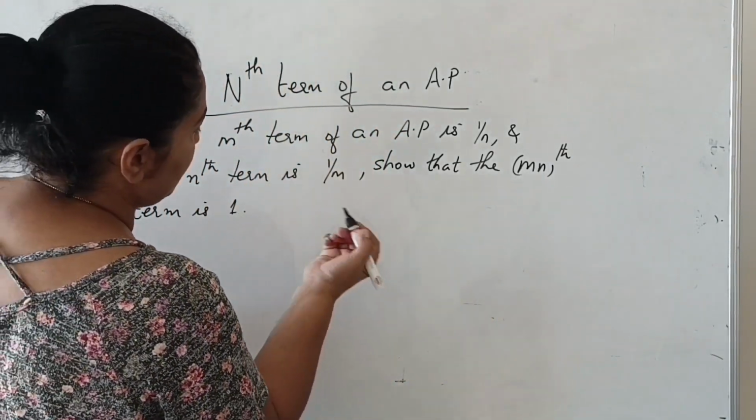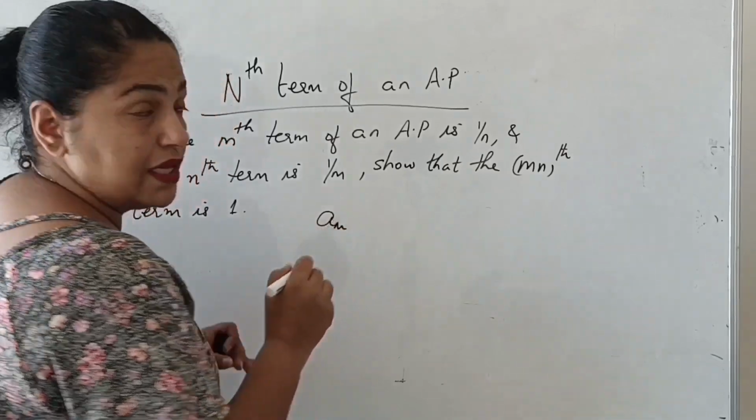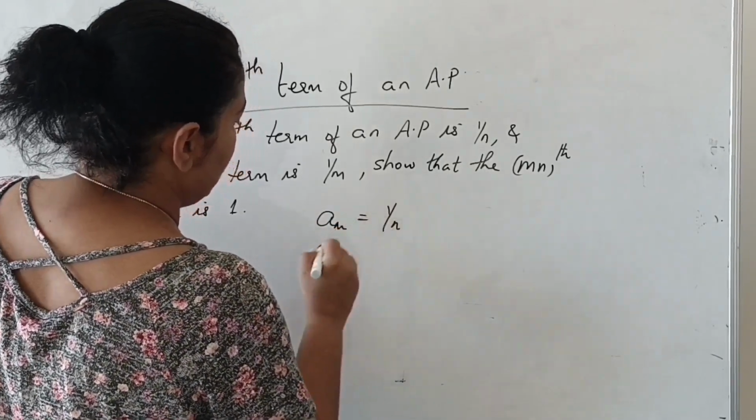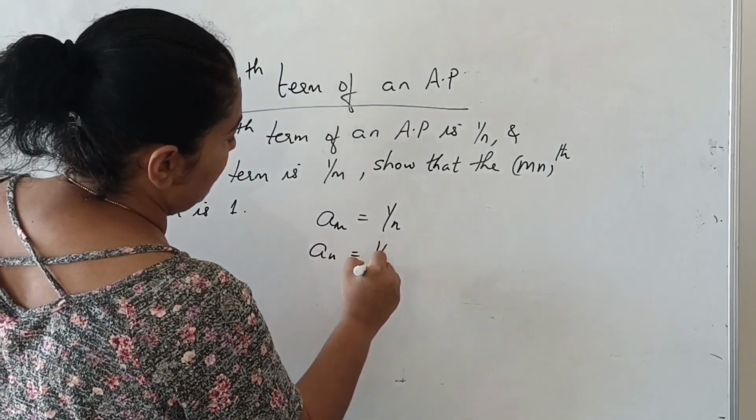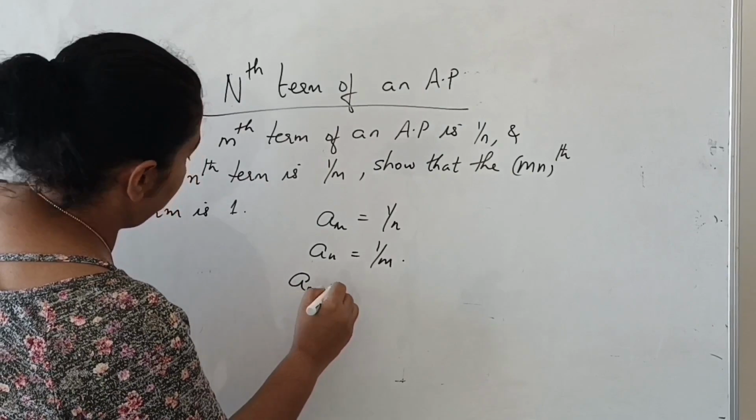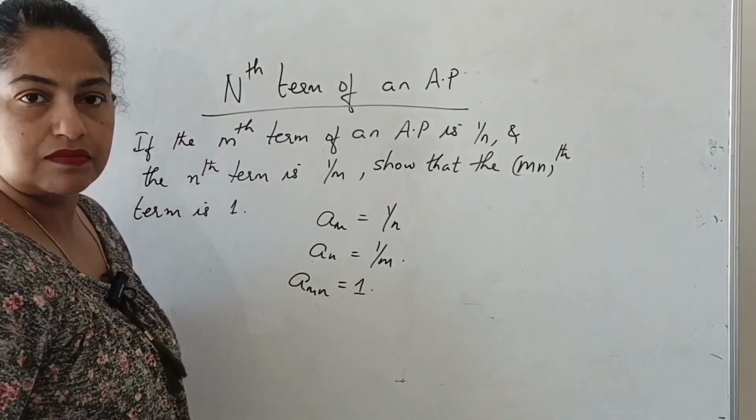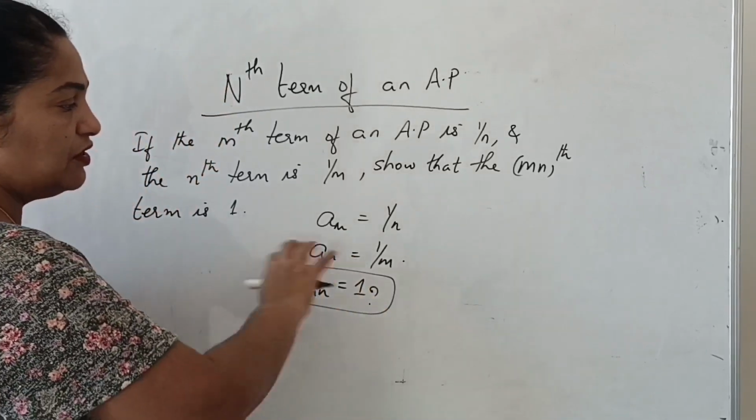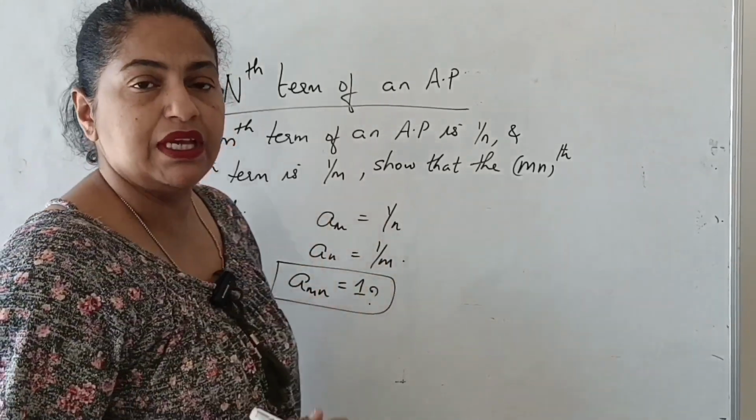Here the mth term am is equal to 1 by n and an is equal to 1 by m. We need to show that the mth term is a 1. This is what we need to prove. Fine. So am is equal to 1 by n.